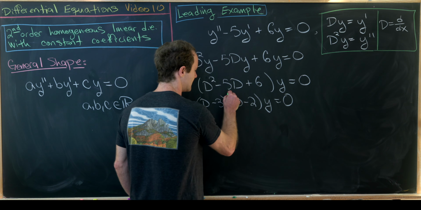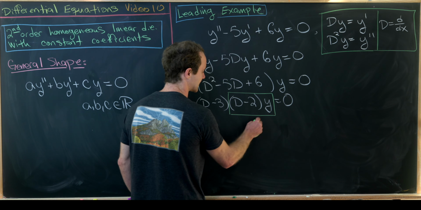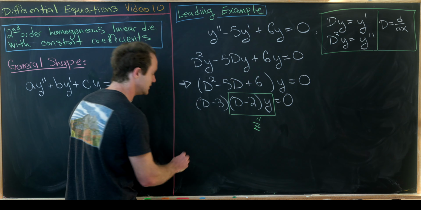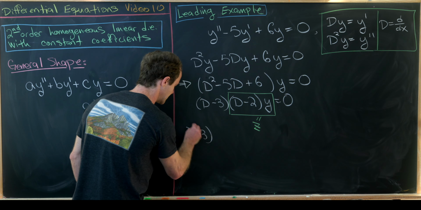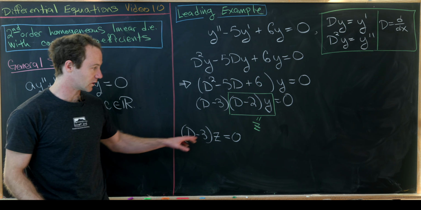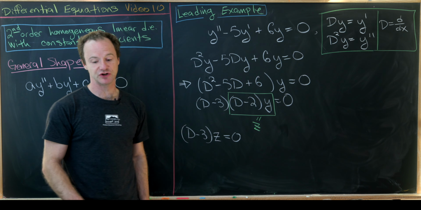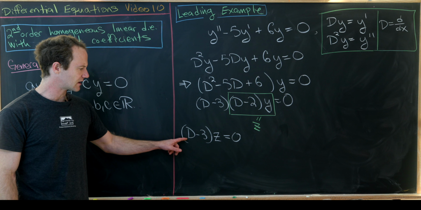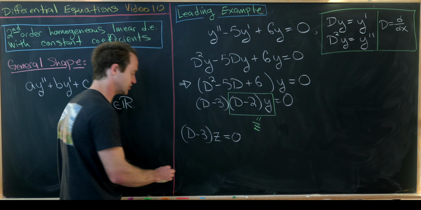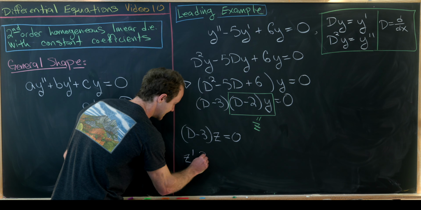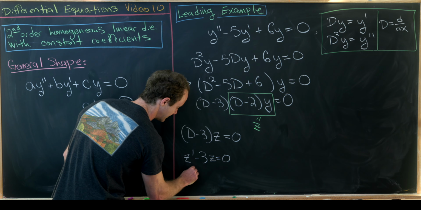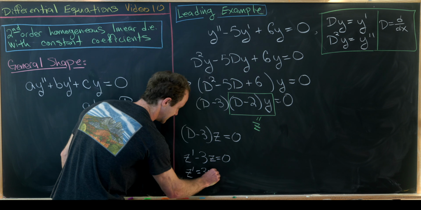So I'm going to take all of this that I'm putting a green box around, and I'm going to set that equal to z. So that gives me a new differential equation, (D - 3)z = 0, where, of course, z is equal to (D - 2) on the function y. But now let's rewrite this back in our canonical format of a differential equation as z' - 3z = 0, or in other words, z' = 3z.